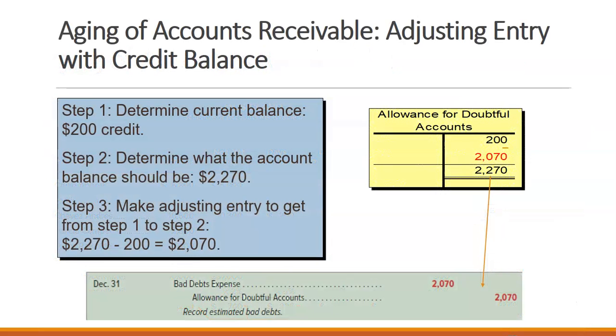Our journal entry is the same. It is whatever our journal entry needs to be to bring our balance to $2,270. So that's an important thing to remember: if we're using the percentage of sales, then our bad debts expense and allowance for doubtful accounts is whatever amount the percentage of sales is. If we're using either one of the accounts receivable methods, then our adjusting entry is for what we need the allowance for doubtful accounts to be.